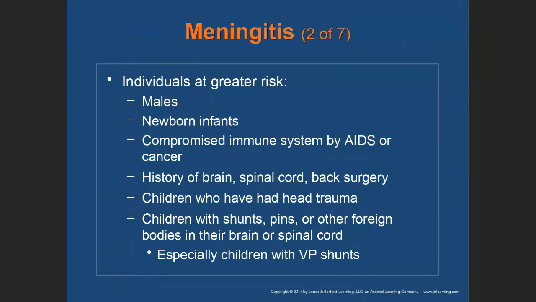Individuals at great risk: males, newborn infants, patients with compromised immune systems from AIDS or cancer, history of brain, spinal cord, or back surgery, children who have had head trauma, children with shunts, pins, or other foreign bodies in their brain or spinal cord, especially children with VP shunts, or ventricular shunts. These are patients who have too much fluid in the head, and there is a tube that runs through the ventricle in the brain that drains fluid into their abdomen.